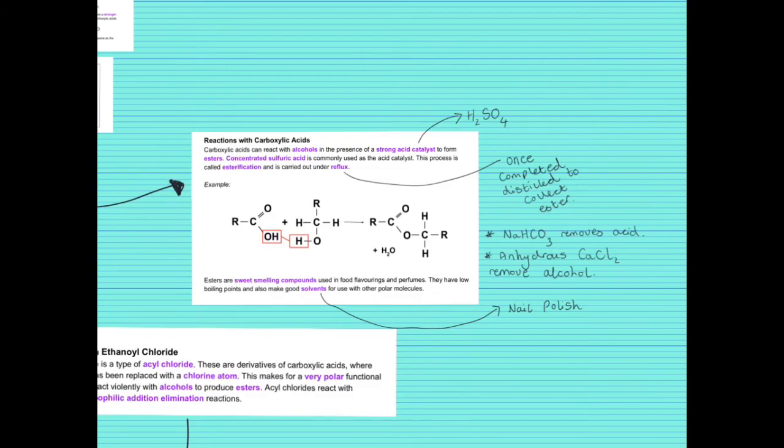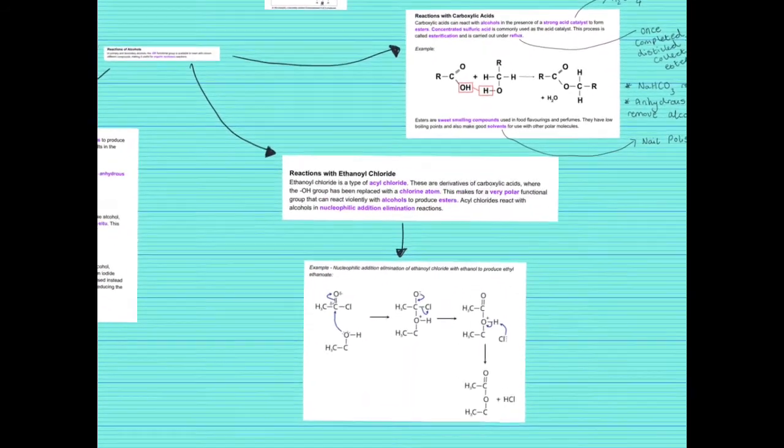They're quite sweet smelling. Another thing then, okay, is to make an acyl chloride. These are derived from carboxylic acid, so they kind of look like a carboxylic acid, but instead of having an OH group, it's been replaced with a chlorine atom. Okay, very polar, they react violently with alcohols to produce esters. So another way to produce esters, same kind of thing. There's your OH, there's your C double bond O, and then there's the chlorine as well, okay.